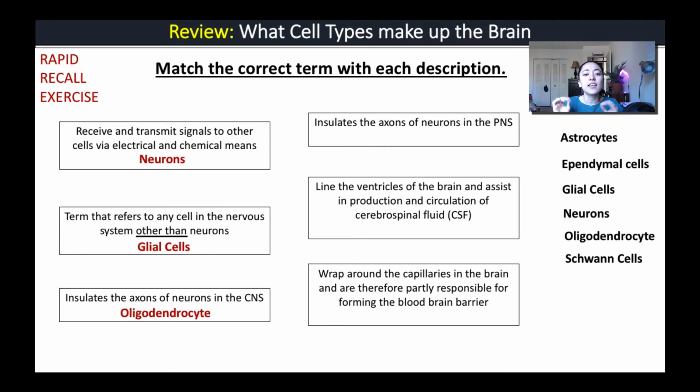Oligodendrocytes insulate the axons of neurons in the central nervous system. Schwann cells insulate the axons of neurons in the peripheral nervous system. Ependymal cells line the ventricles of the brain and assist in production and circulation of cerebrospinal fluid, and astrocytes wrap around the capillaries in the brain and are therefore partly responsible for forming the blood-brain barrier.